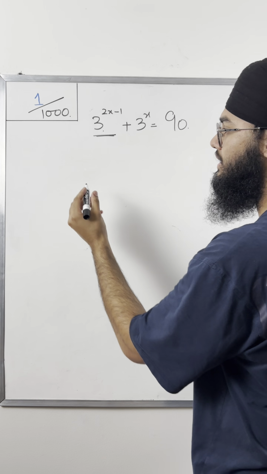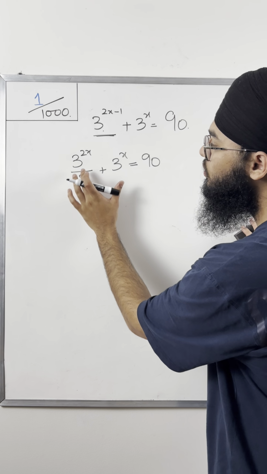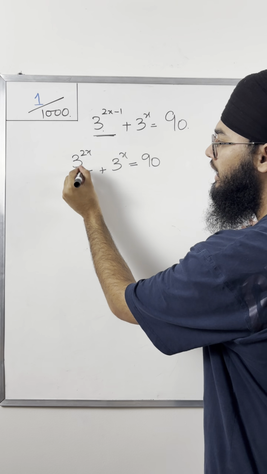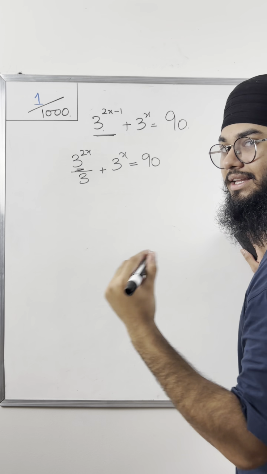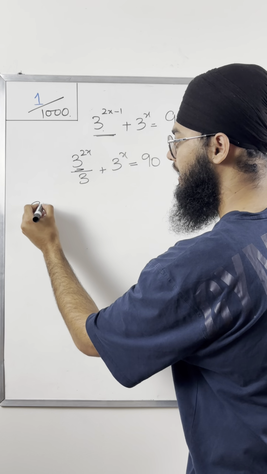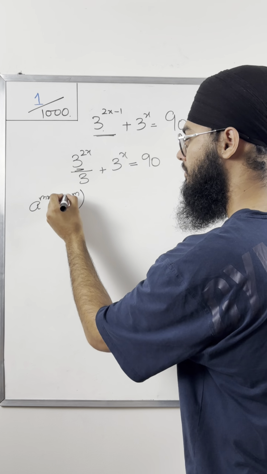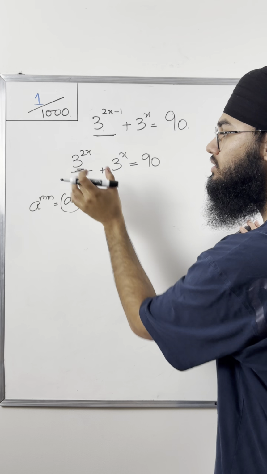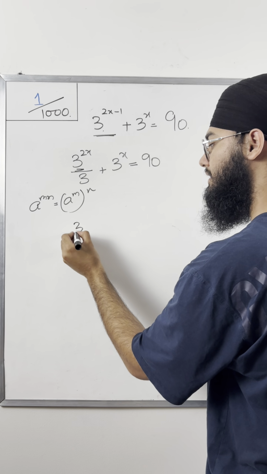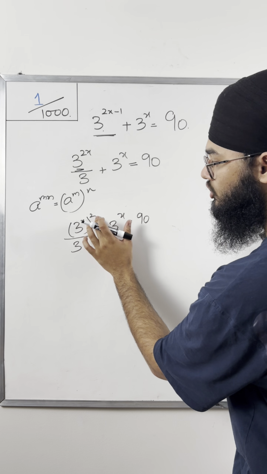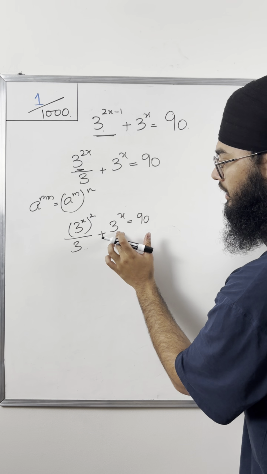So let's rewrite this equation. And we get 3 to the power of 2x over 3 plus 3 to the power of x is equal to 90. Now in the first term, remember another exponent law that says that a to the power of mn is equal to a to the power of m, bracket n. Now we can use that over here and write this as 3 to the power of x, whole square. The equation becomes 3 to the power of x squared divided by 3 plus 3 to the power of x is equal to 90.